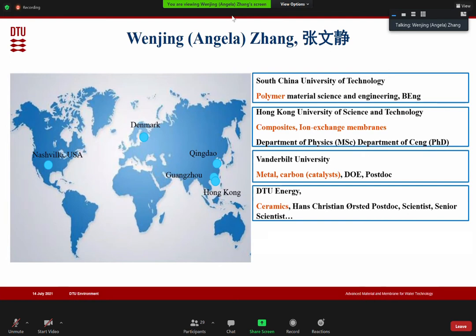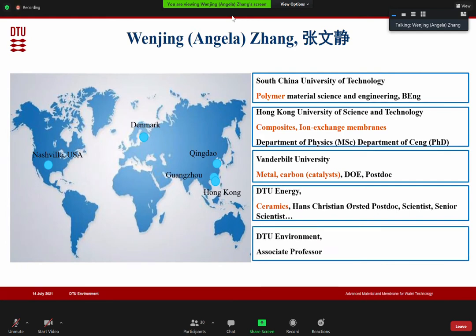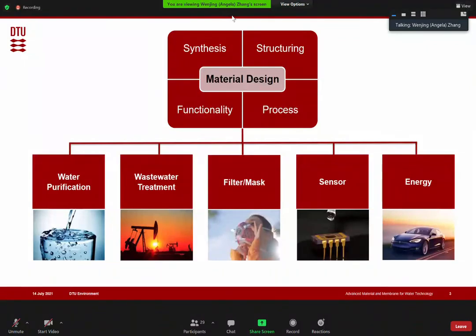I discovered there is tremendous opportunity for advanced materials and membrane structures to address challenges for water. That's why 2 years ago, I joined the DTU Department of Environmental Engineering. There, I became associate professor and also group leader. So for us, we want to establish a platform for material design.